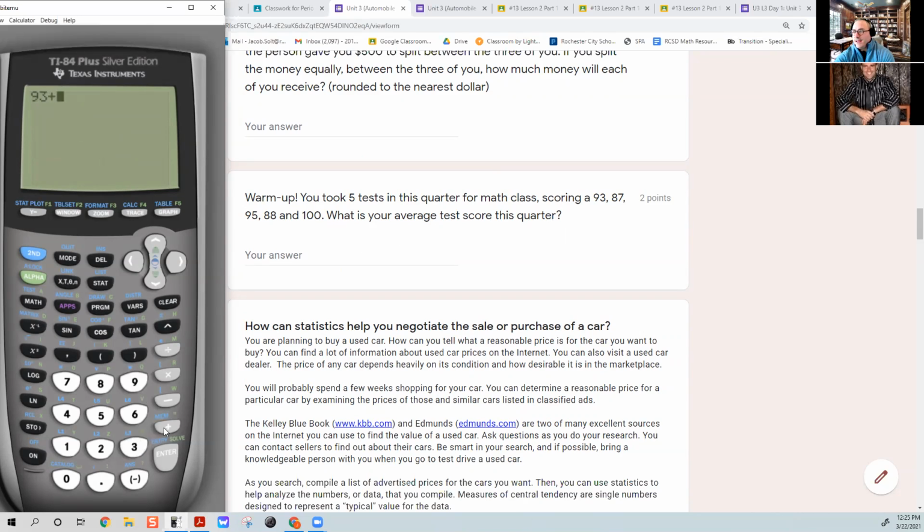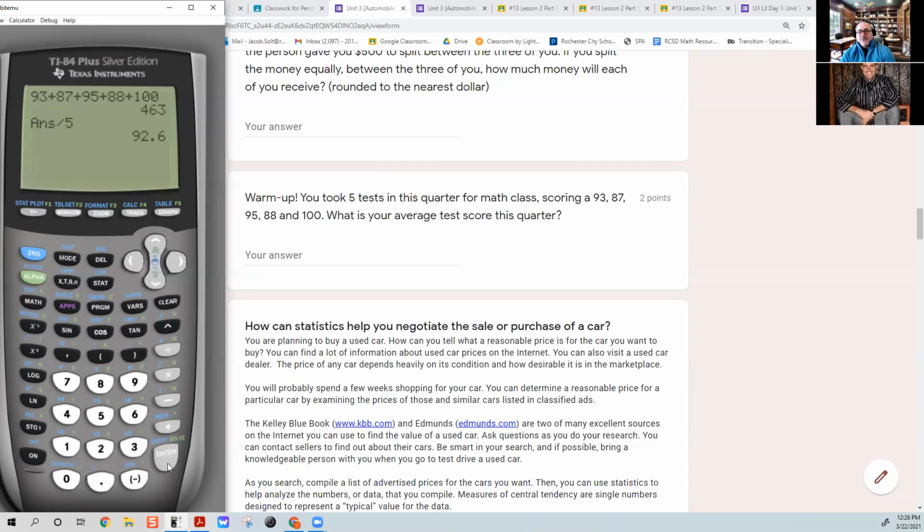So I take 93, add that to 87, add that to 95, add that to 88, and add that to 100. All right, this gives me a sum. I now have a sum of 463. Now I have to divide this up into equal pieces based on how many numbers there are in my data set. Well, in this case, I've got 1, 2, 3, 4, and 5. 5 numbers in this data set. Therefore, I have to take this 463 and divide it by 5. 463 divided by 5 is 92.6.